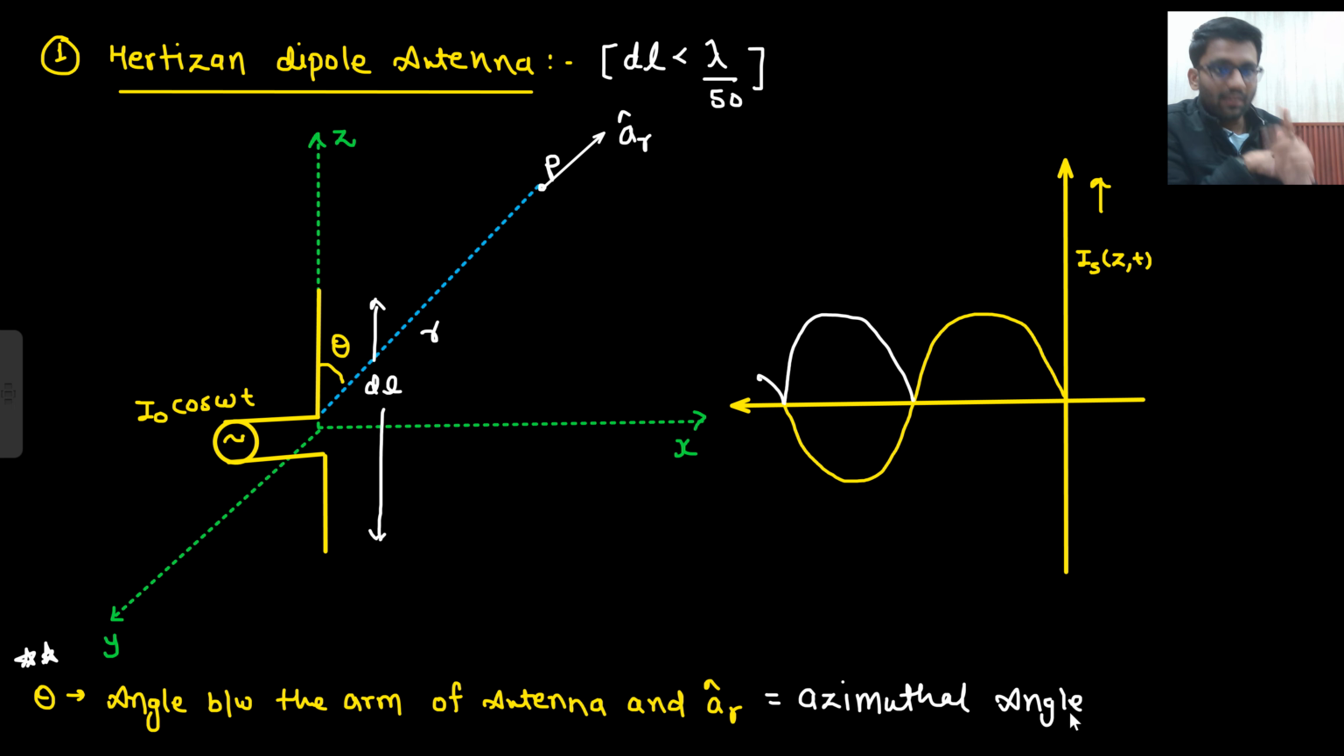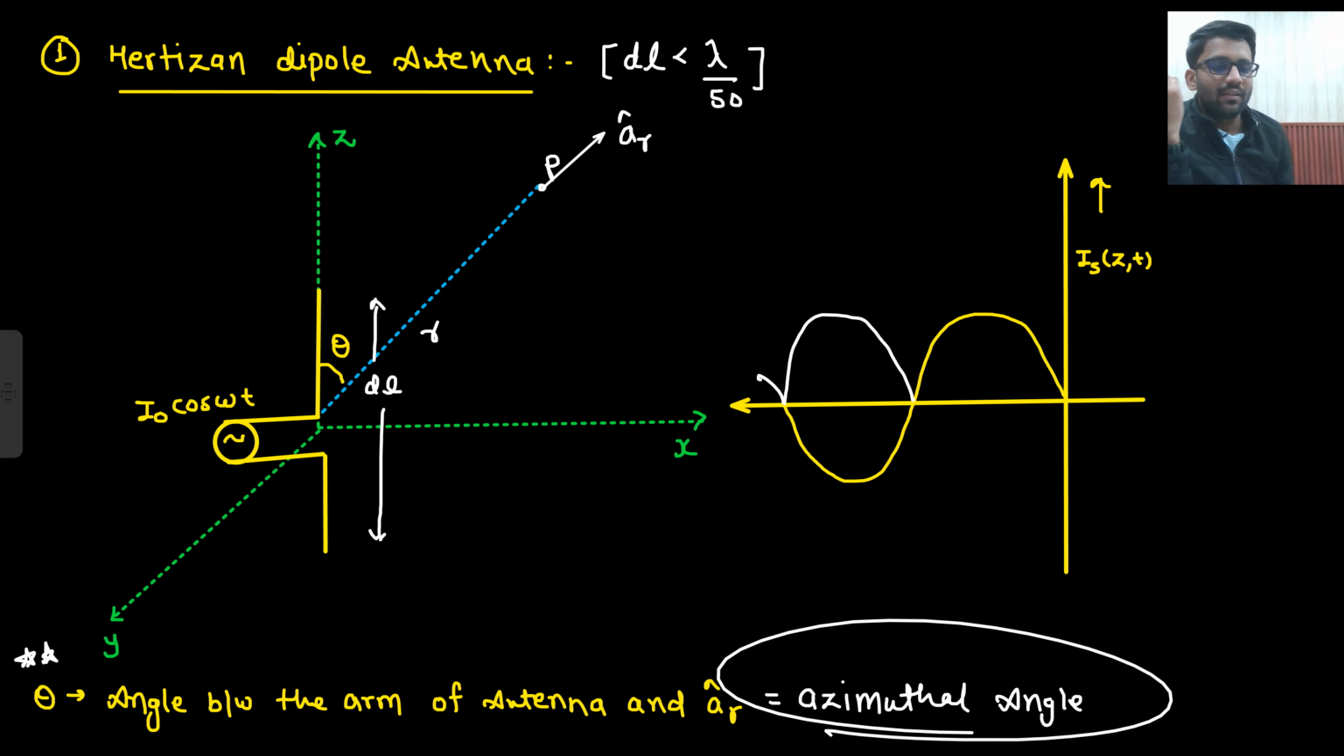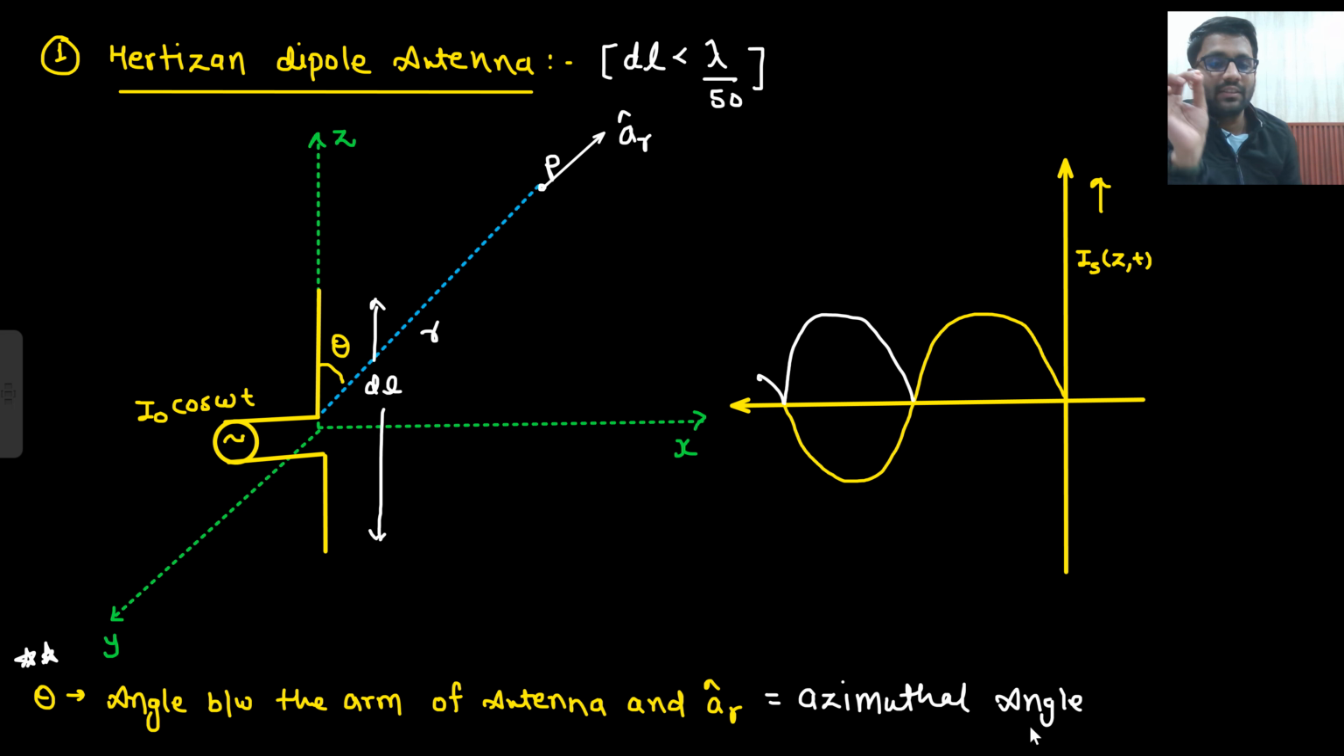We will frame a question where both things will be different. So as of now, you can remember theta as the azimuthal angle only, but always remember what your theta is. Theta is the angle between the arms of antenna and AR cap, and this is the point a lot of students miss. They always think that theta is the azimuthal angle, and in all the formulas they will put this theta only, but it is not necessary that this theta will be put everywhere. We will frame a question where some things will be different. At that time I will explain this point again.